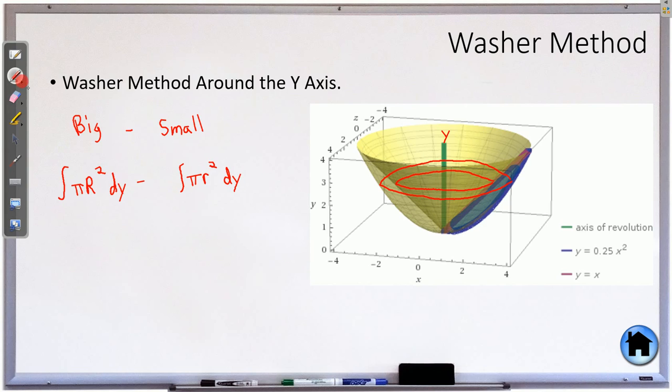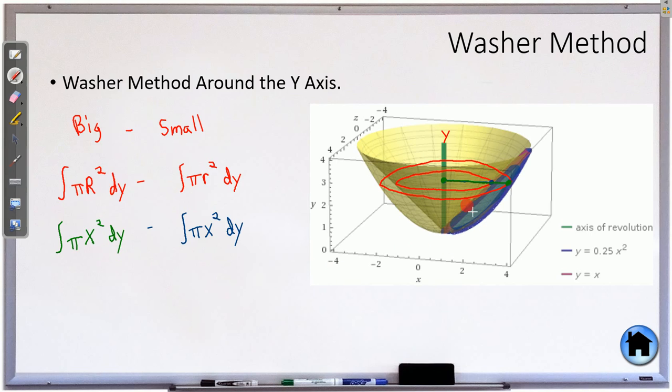So our question, as always, becomes, what is the radius? So your radius for your first circle goes from here to here. That is the x value. So this integral becomes the integral of pi x squared dy. And the other one is also going to be an x value. It goes from here all the way out to here. That is also an x value, but it's a different x value.